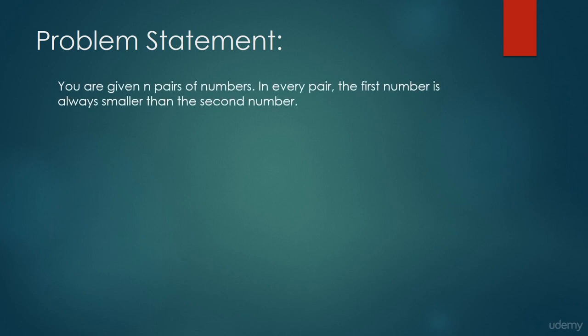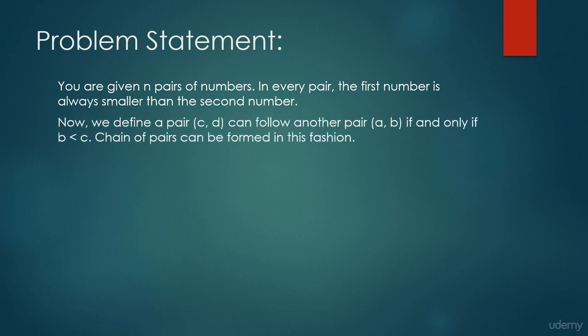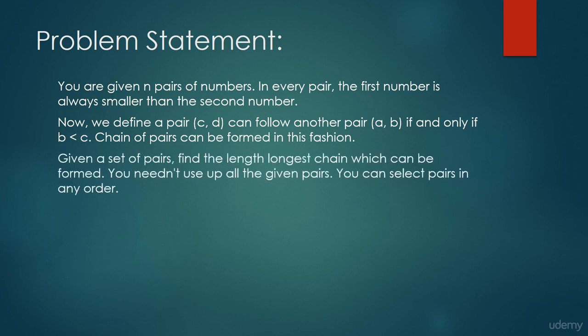You're given n pairs of numbers, and in every pair, the first number is always smaller than the second number. Now we define a pair CD can follow another pair AB if and only if B is less than C. Chains of pairs can be formed in this fashion. So you're given a set of pairs and you're supposed to find the length of the longest chain which can be formed. You needn't use up all the given pairs and you can select the pairs in any order.